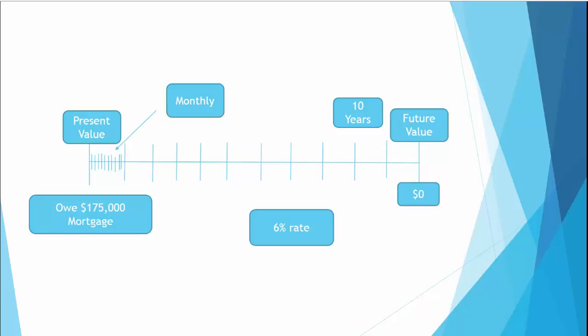The question says monthly, so we know that we must multiply our N by 12. So N equals 120. We must also divide our rate of 6% by 12 for a rate of 0.5%. Next, determine the signs. You owe $175,000 on the mortgage, so we know this is a positive sign. That means your payment is a cash outflow. Now clear your memory. Lastly, enter in the information and solve for payment. Don't forget to put a 0 for the future value.